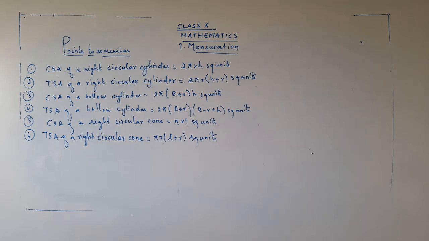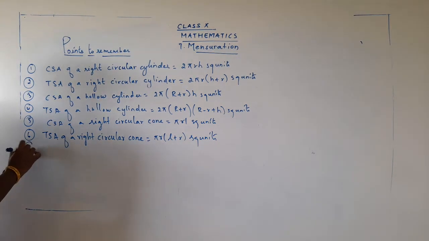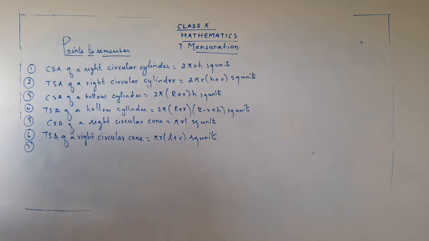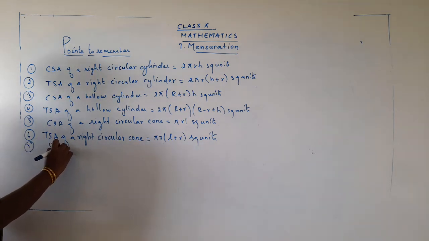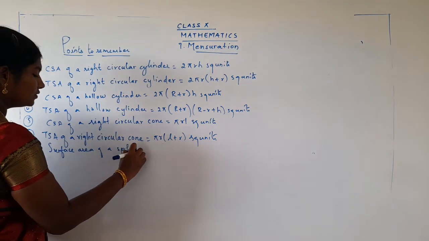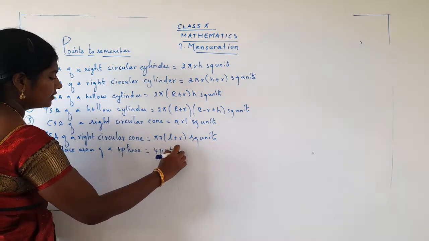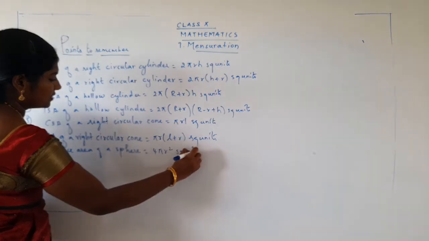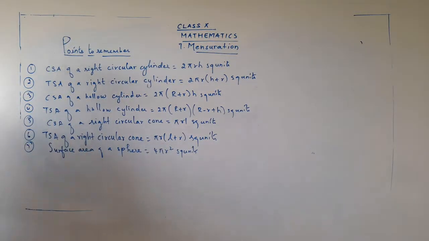The next one is formula number 7. Take down the 7th formula: surface area of a sphere. Surface area of a sphere is equal to 4 pi r square units. This is the surface area of a sphere. Sphere means you can just take an example of a ball. The ball is an example of a sphere.